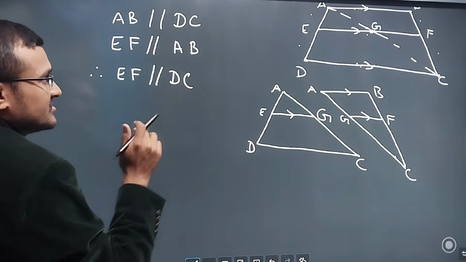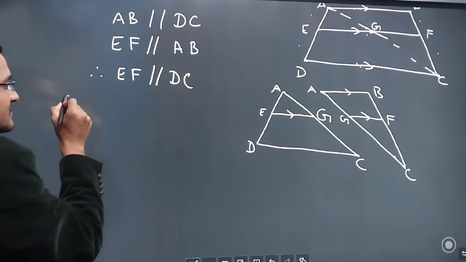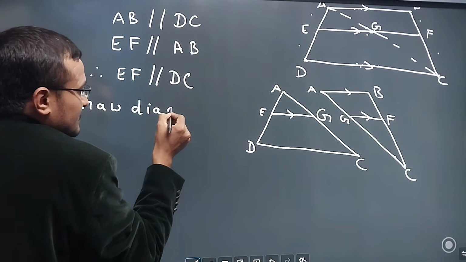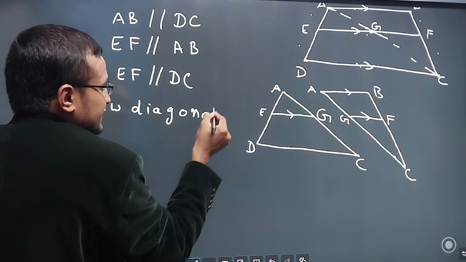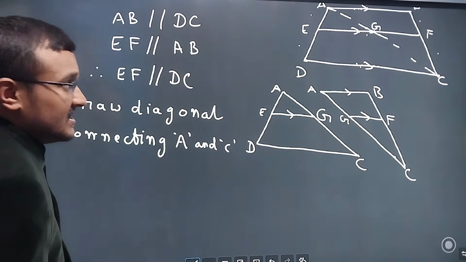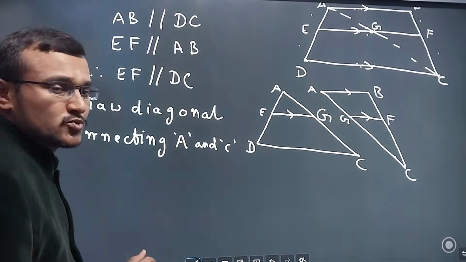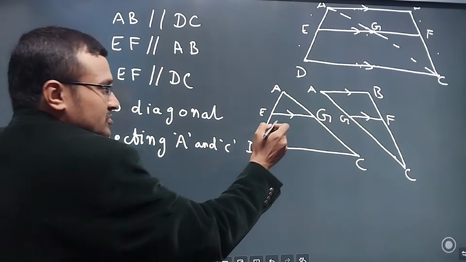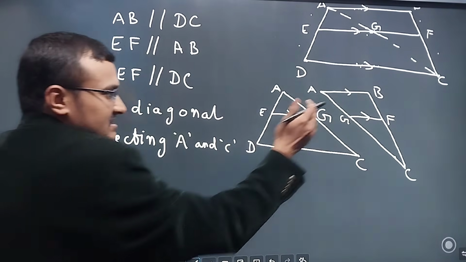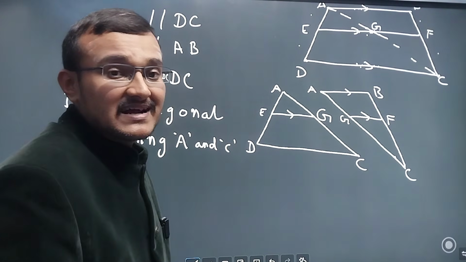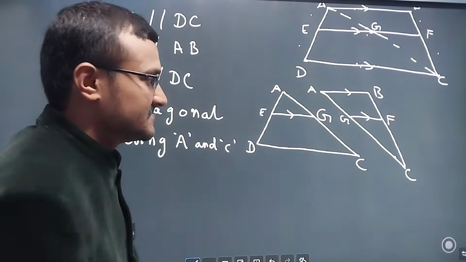Now what you can do is draw a diagonal connecting A and C. When you do that, we get two triangles, that is ADC and ABC. In those two triangles, EG is parallel to DC, GF is parallel to AB, because EF is a straight line and it is already parallel to AB and DC.